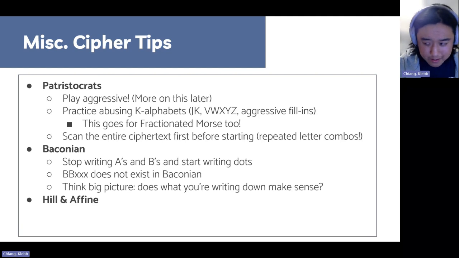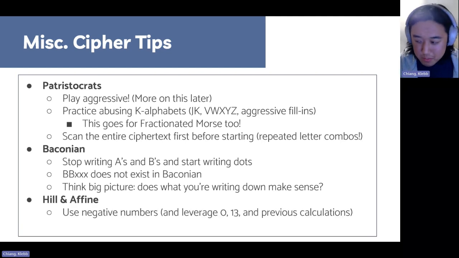Okay, Hill and affine. Use negative numbers. I'm surprised at how many teams don't do this. Right? A through M is 0 through 12. N is 13, and then O is negative 12. It's not 14. Then P is negative 11, and so on. That makes your arithmetic so much faster.